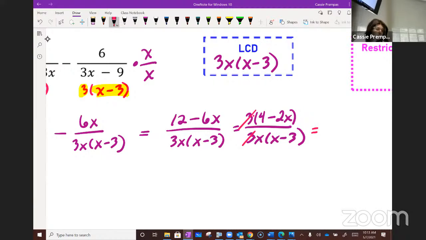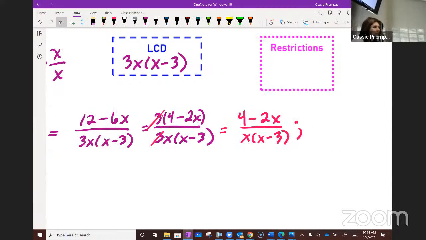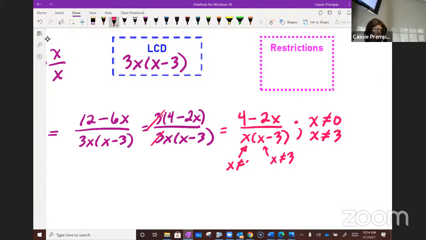So I see that I can take out a 2, this is a good thing to talk about. I see that I can take out a 2 from the numerator, but it doesn't cancel with anything in the denominator. So I don't have to. The fraction is fully simplified. It's 4 minus 2x over x times x minus 3. Do I have any restrictions? Good. X can't equal 0 and x can't equal 3. Because if x was 3, that parentheses would give me 0. And if x was 0, the whole denominator would become 0. So this would be my final answer.